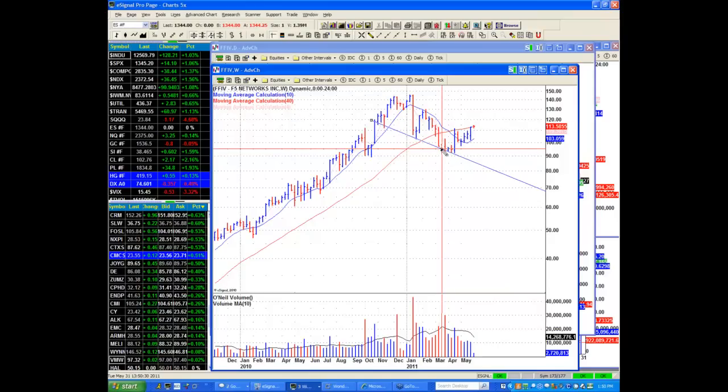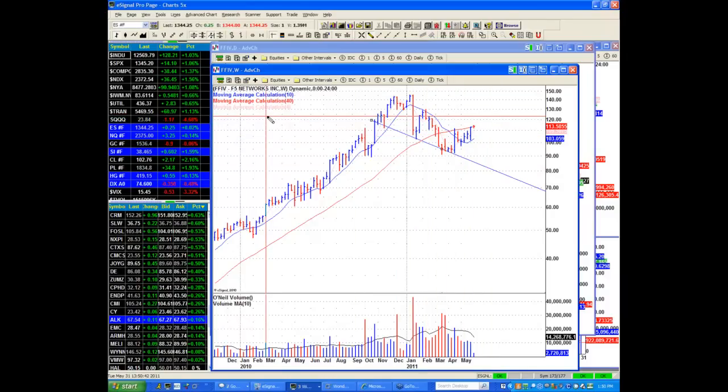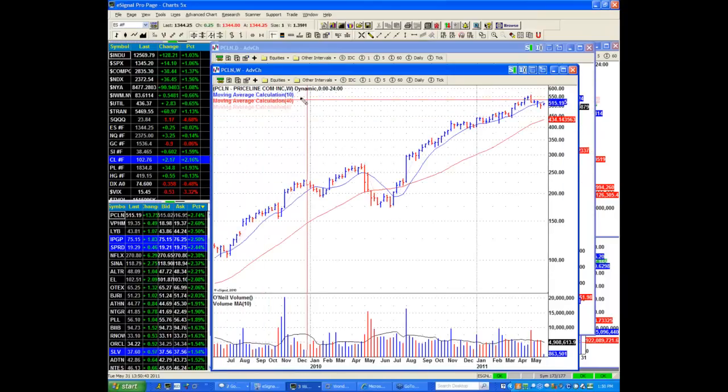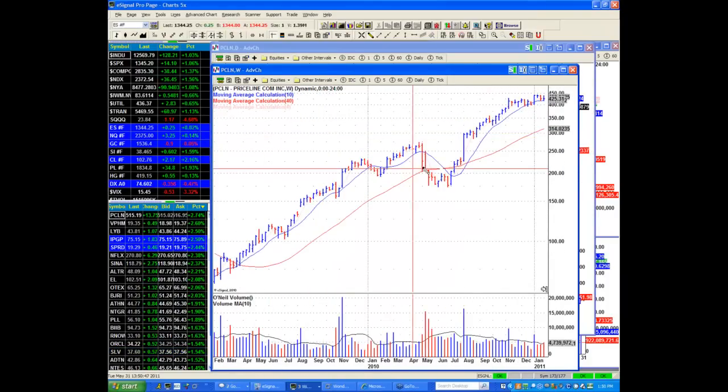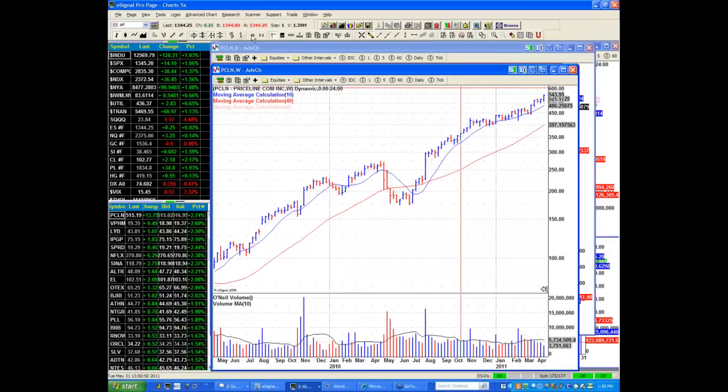Okay, so you've got this neckline here, and you think it's going to break, but it doesn't. Now, there's actually a precedent for a stock looking like this, like it's going to break down in a head and shoulders and then turning around and rallying to new highs. And that precedent is Priceline. Here's Priceline right now. This is a weekly chart of Priceline.